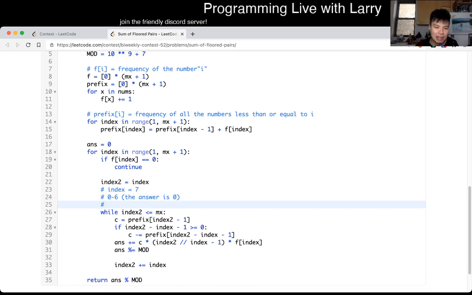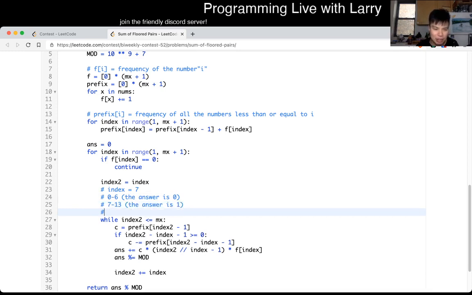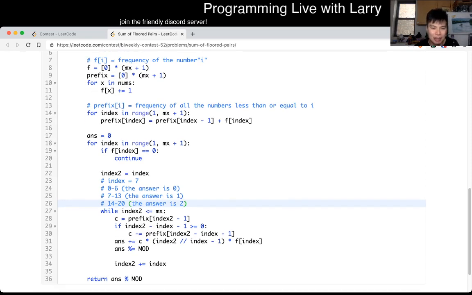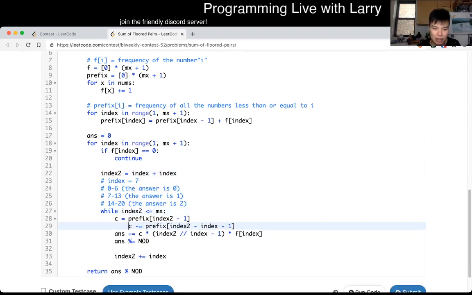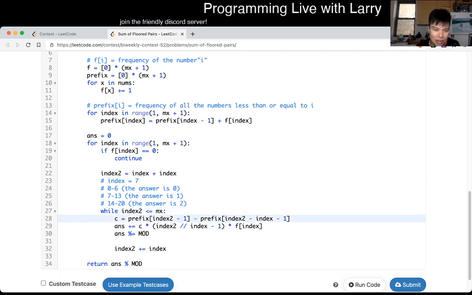Then you count the numbers from 7 to 13, because the answer is 1, and then 14 to 20, where the answer is 2. I struggled a lot during the contest because I was having off-by-1 errors and was very confused. If I were to change the code, I think you start with 7 to 13, because the first chunk is always going to be 0.